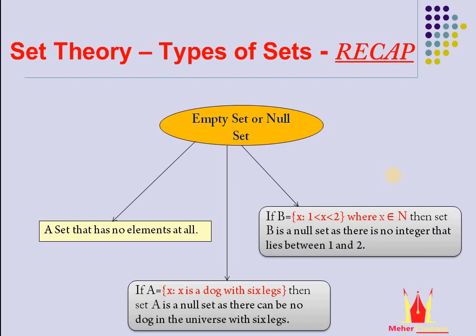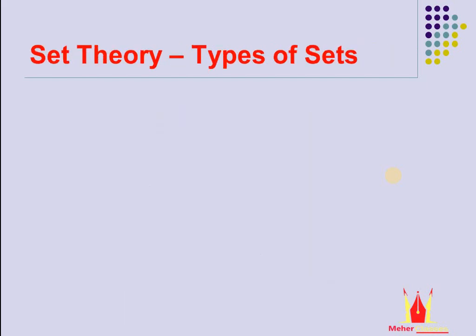Now let's talk about the natural numbers. If I want any natural number between 1 and 2, which is not possible because there's no integer between 1 and 2, so the set B would be considered as a null set.